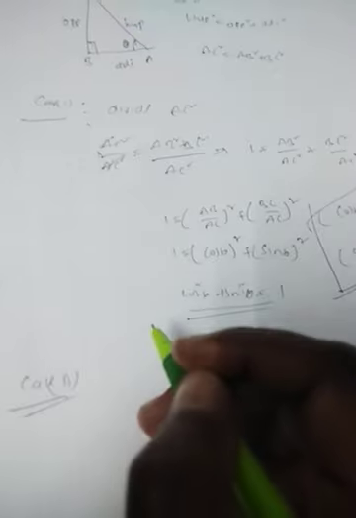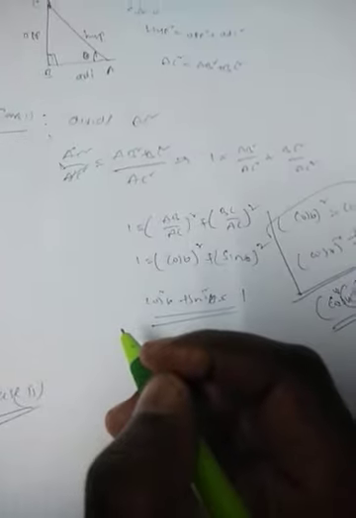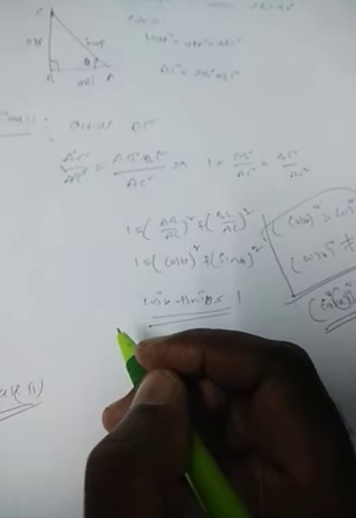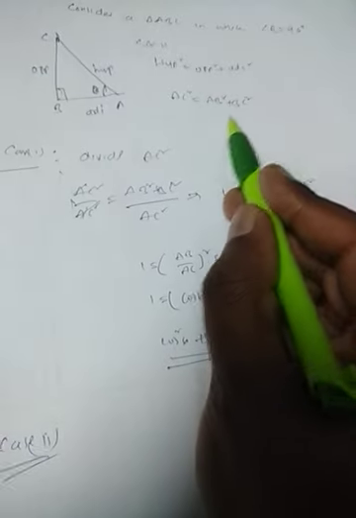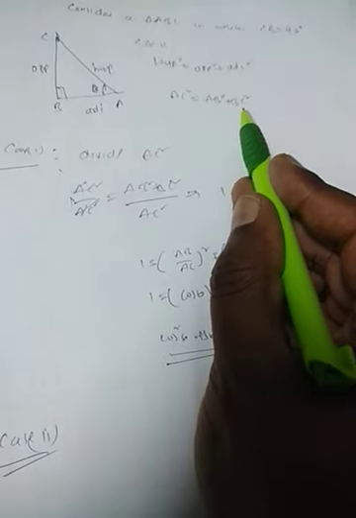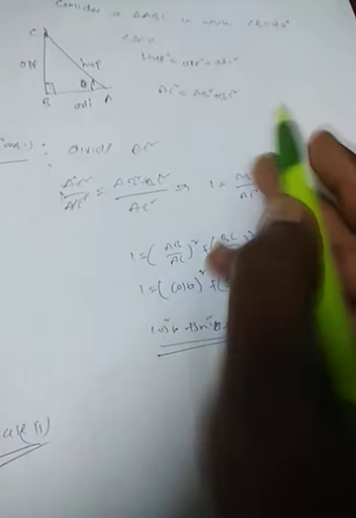So what we got: cos square theta plus sin square theta is equal to 1. Next, case 2. In the next case I am going to divide both sides by BC square, or AB square, let it be.